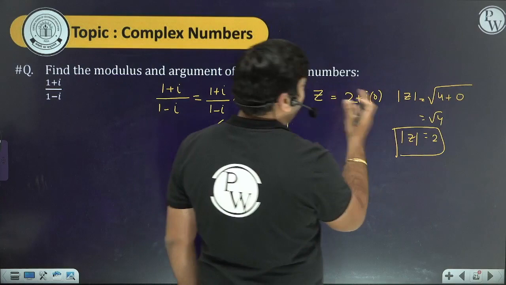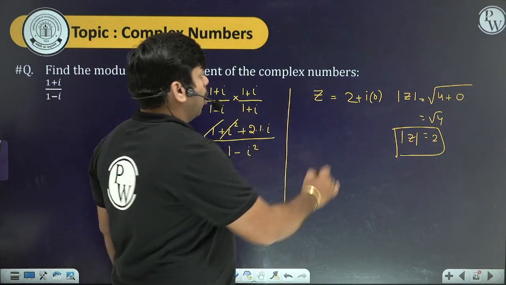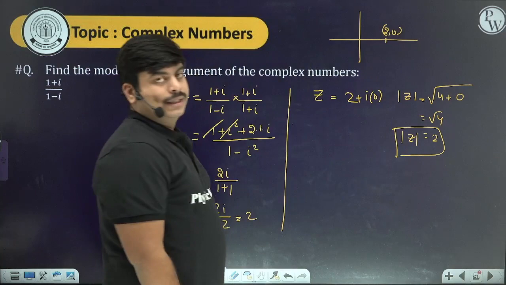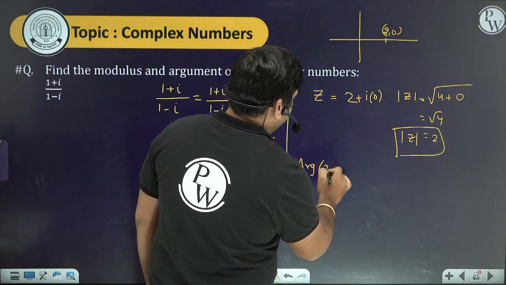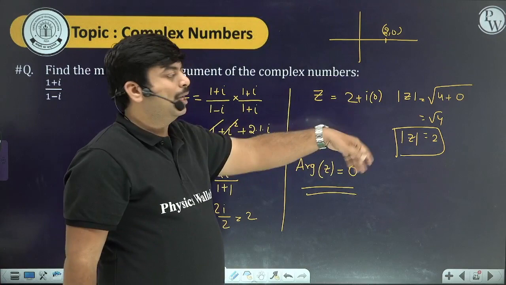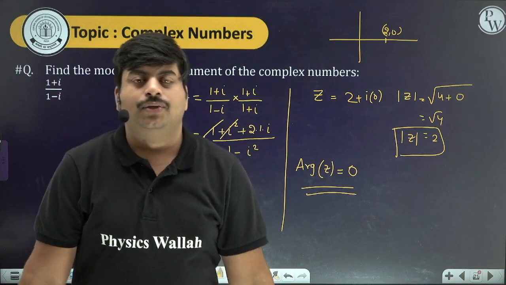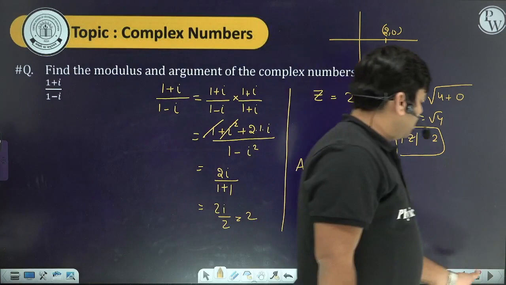Okay. And what about the argument? Argument, people, it is somewhere here 2 comma 0. So argument is 0 degrees. Okay. So argument of z will be equal to 0. You can find tan inverse of y by x. Tan inverse of 0 by 2. Okay. And that is there on the real axis, right? So it is enough to say that the angle will be 0. Clear, people? Fine, let's move forward.